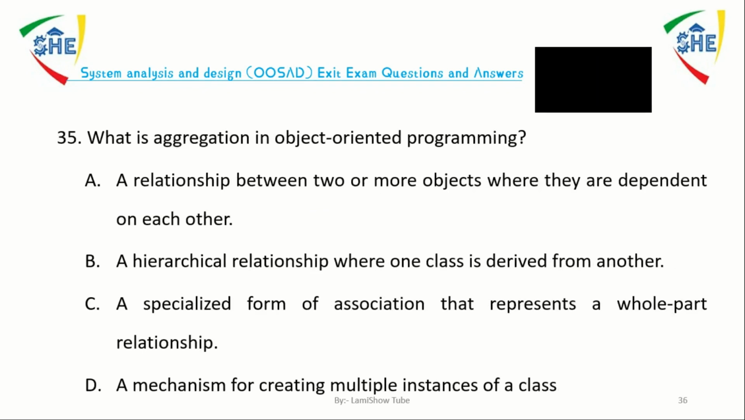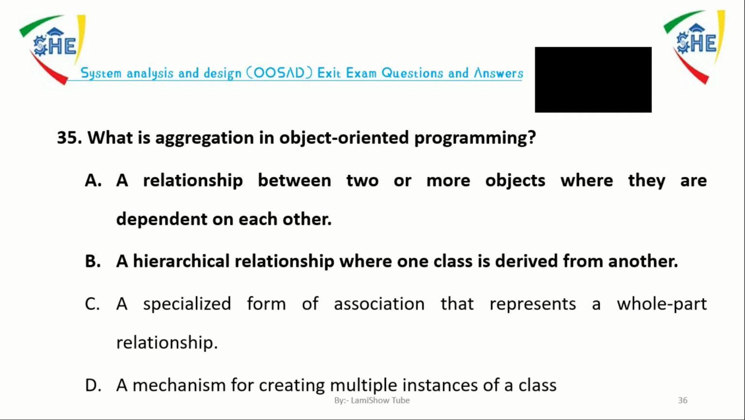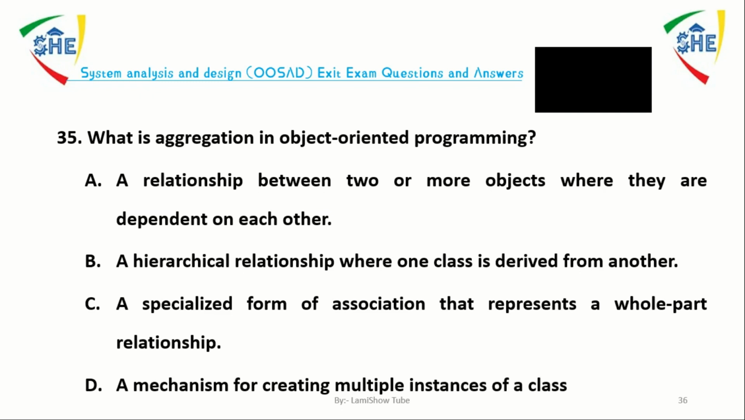Question number 35. What is aggregation in object-oriented programming? A. Relationship between two or more objects where they are independent on each other. B. A hierarchical relationship where one class is derived from another class. C. A specialized form of association that represents whole part relationship. D. A mechanism for creating multiple instances of a class.